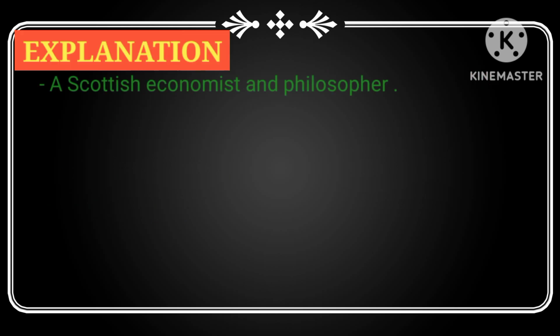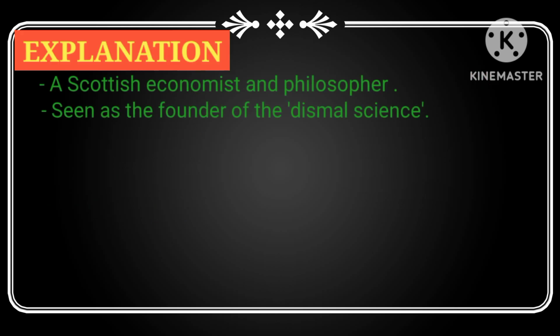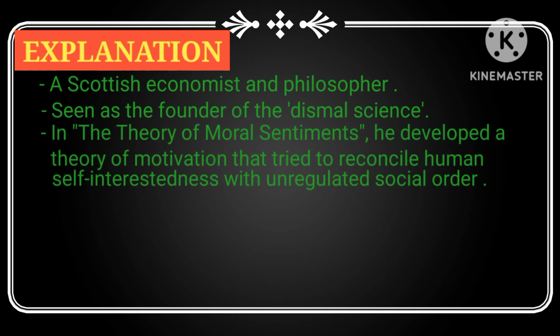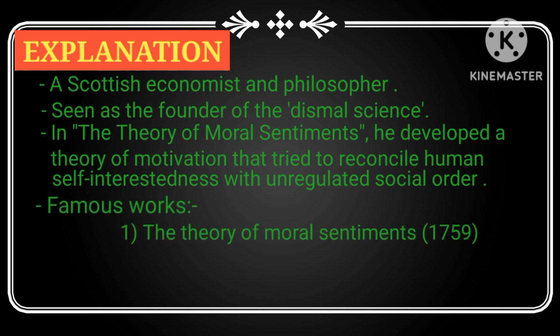As we all know, Adam Smith is a Scottish economist and philosopher, and he is seen as the founder of the dismal science. And in The Theory of Moral Sentiments, he developed a theory of motivation that tried to reconcile human self-interestedness with unregulated social order. His famous works are The Theory of Moral Sentiments, which was published in 1759, and The Wealth of Nations, which was published in 1776.